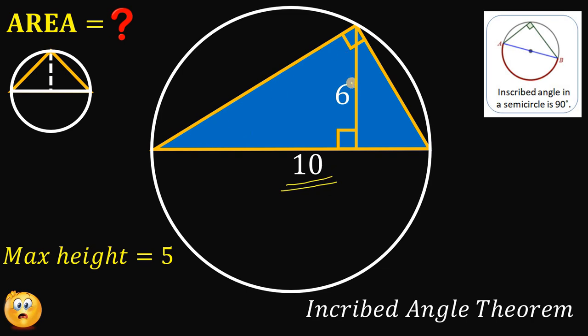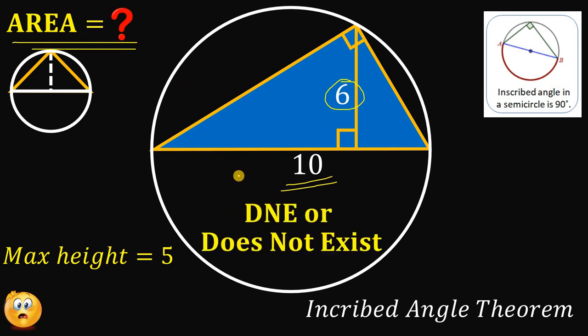And on our given, the height is 6 units. Therefore, this triangle does not even exist. Therefore, if we want to find the area of this triangle, then the answer is the triangle does not exist. Therefore, the area of this triangle does not exist also.